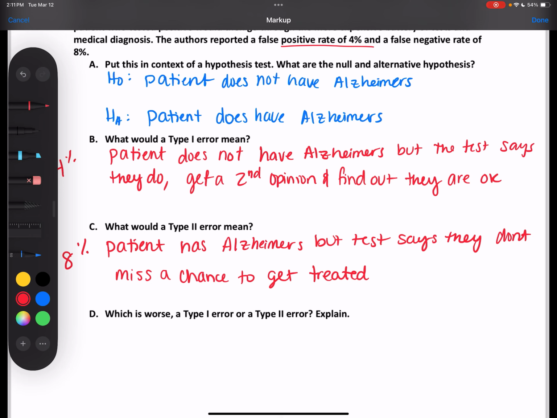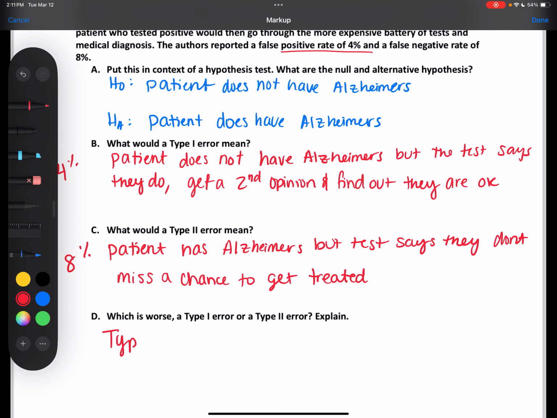All right. So which is worse, type 1 or type 2, and why? Type 2, because they don't get the chance to get treated. They think they're fine, but they're not. They think they're healthy, but they're not. I feel like in most medical situations, type 2 is gonna be the worst.